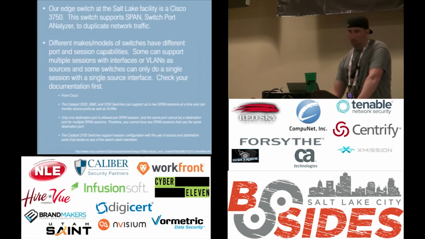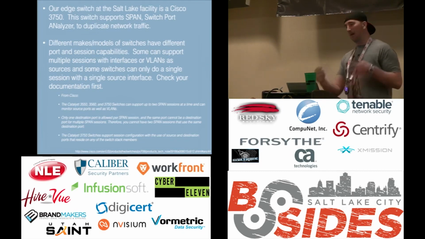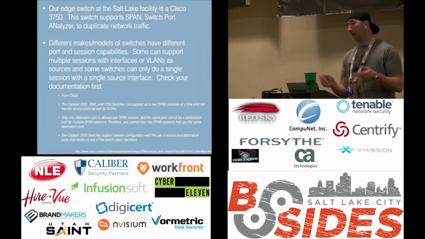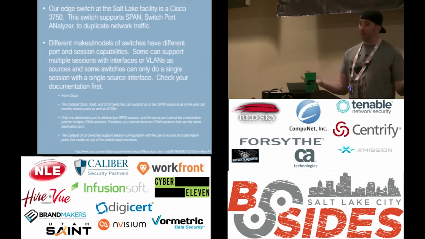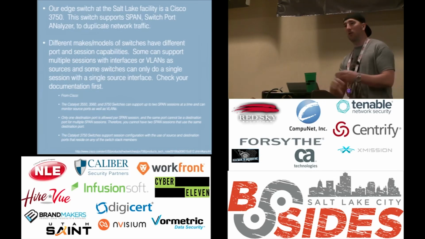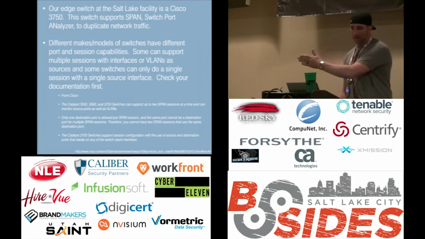So in the Cisco world, we call port mirroring Switch Port Analyzer, or SPAN. That's their term, and it is relatively specific to their world. Different makes and models of switches have different capabilities. The biggest difference we see is how many simultaneous sessions you can run at the same time, and what you can use as a source. Sometimes you can use a whole VLAN as a source. Sometimes you can use multiple ports as a source. Say, give me these 5 ports and shove it out this other port over here.